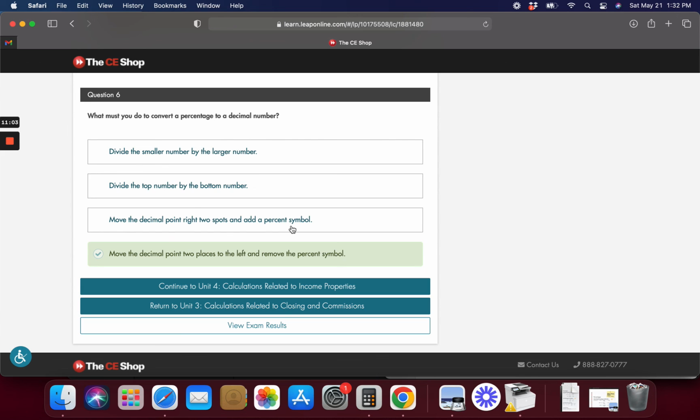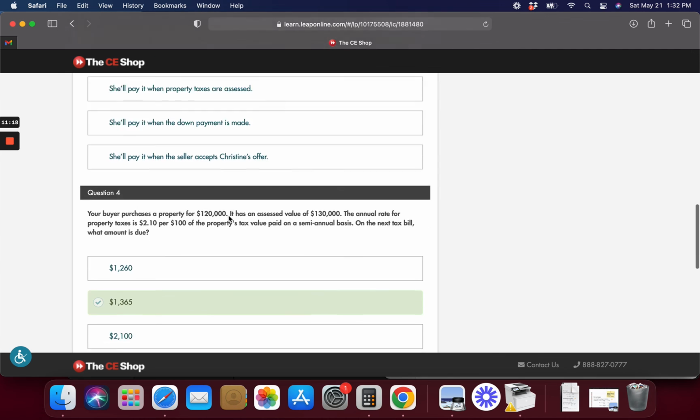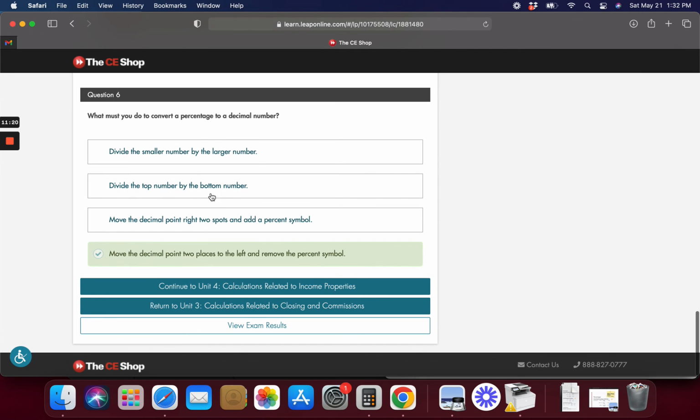All right, we've got more calculations coming. If you are a math person, calculations related to income properties. Oh my gosh, that's going to be the next unit. Anyway, we are 77% of this course done. They save all the math for the end. I'm not sure why. Maybe because people would have quit right away if they saw all this math.